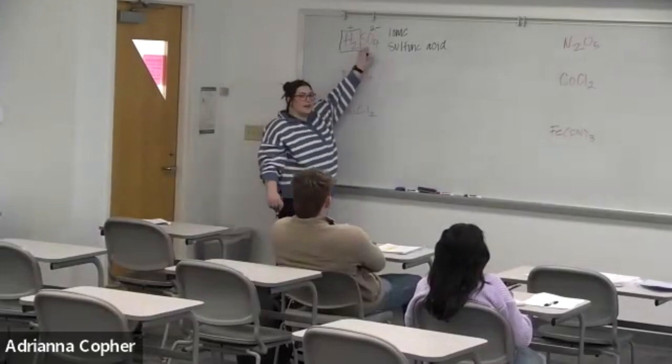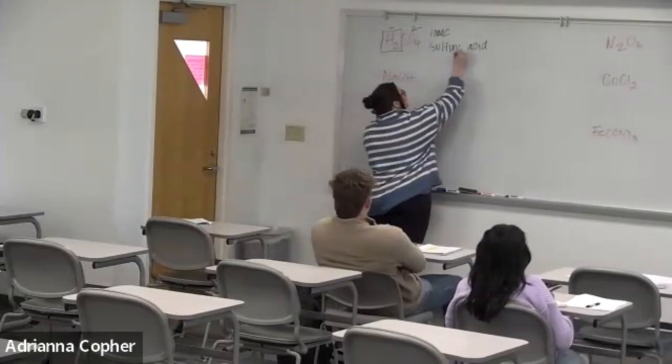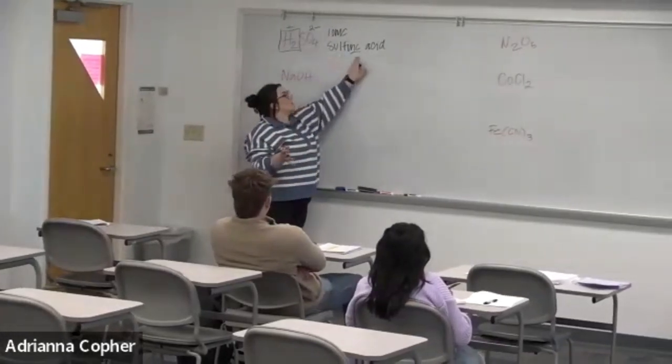And then we've decided that this is sulfate. The ate at the end changes to ic. I ate something, it was icky, right? That's where we get the ic from. We have stated the name of the polyatomic, which is sulfate, but we've changed ate to ic.